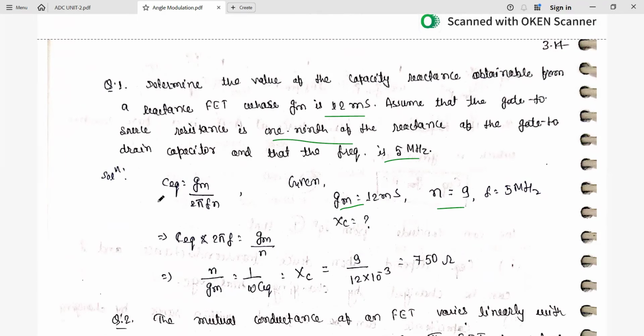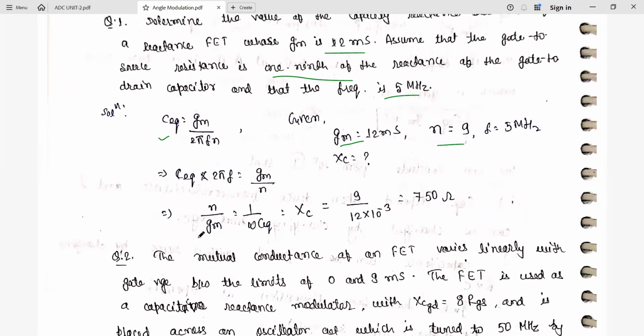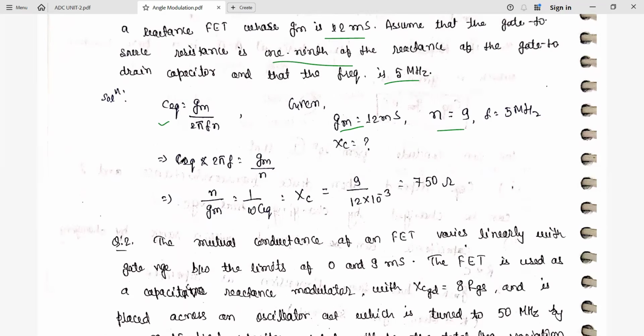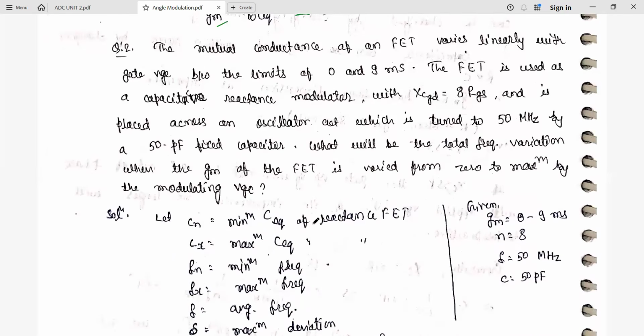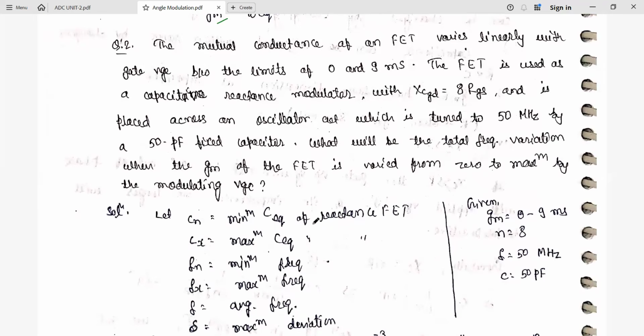So already we have the expression for C equivalent, Gm by 2 pi F N. From here, if you make the rearrangement, just cross multiplication and rearrangement, we are getting N by Gm equal to 1 by omega C equivalent. So this 1 by omega C equivalent is the reactance of the capacitor. Now the N value is 9 and the Gm value is 12 into 10 power minus 3. So finally the reactance of the capacitor is 750 ohm.